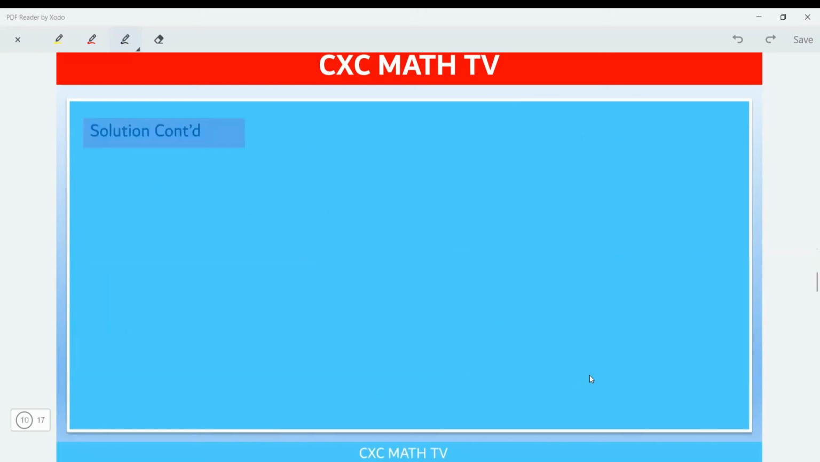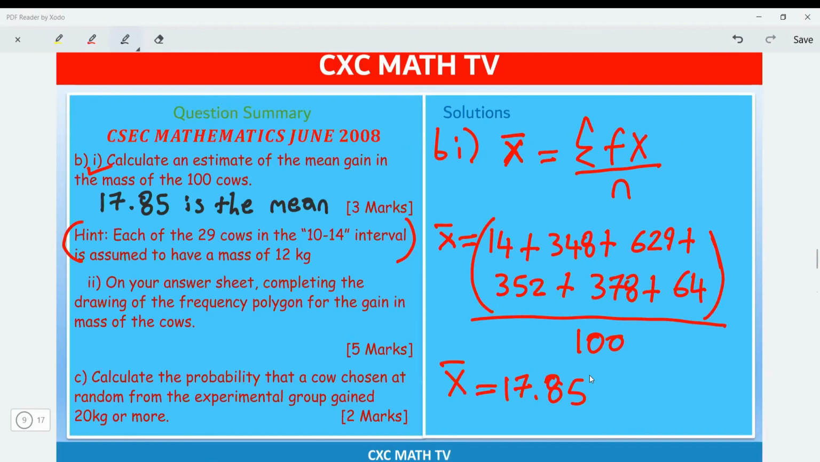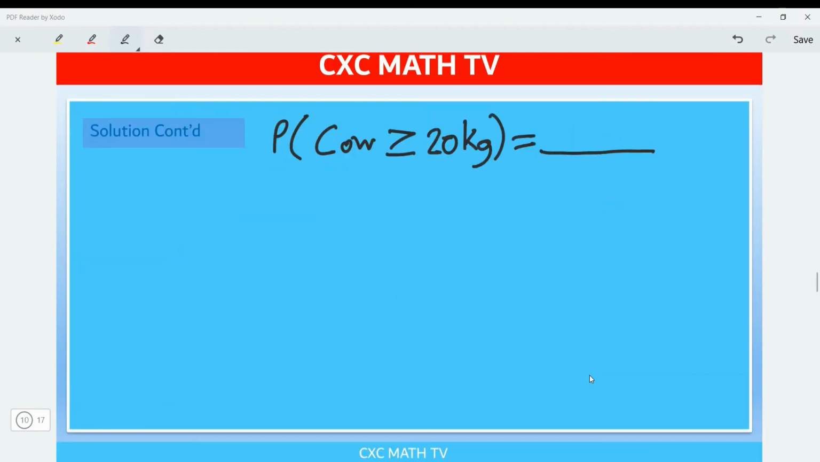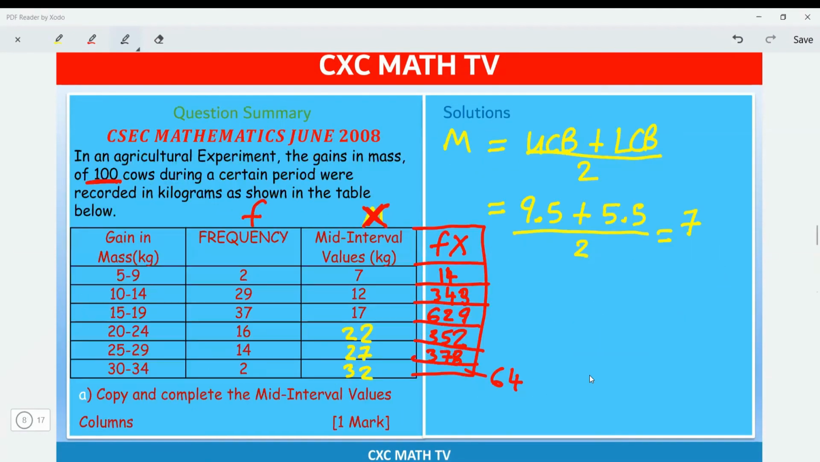So in order to work out the probability that a cow, I'm going to use cow as C, the cow mass gain is greater than or equal to 20 kilograms. It's equal to how many cows have 20 kilograms or more over the total number of cows. We know the total number of cows is 100. We just need to look at how many cows gain more than 20 kilograms. So we're going to go back to our table right here.